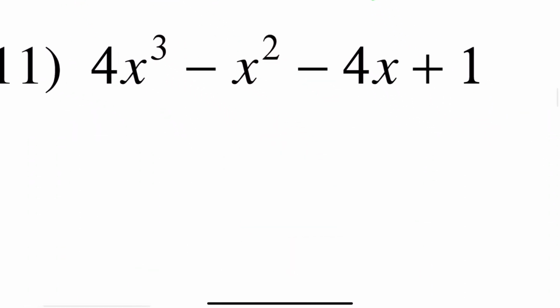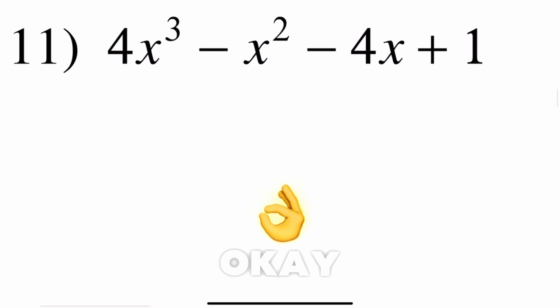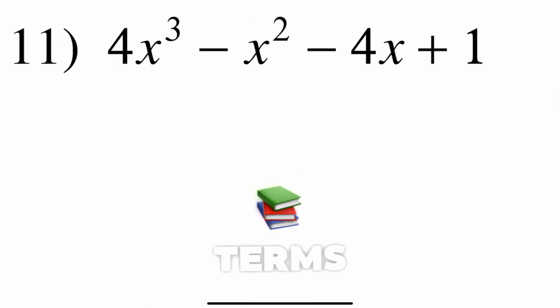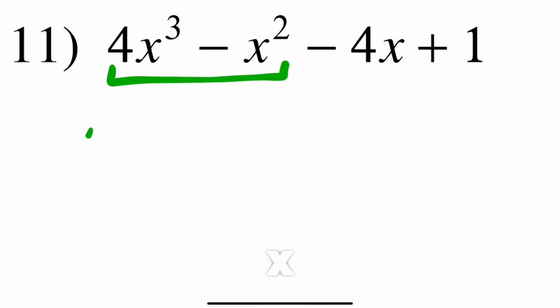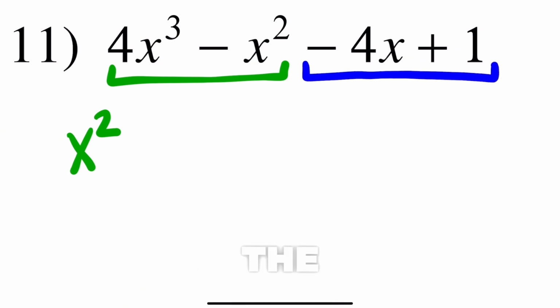Number 11. Okay, number 11 has 4 terms. I'm looking at those terms and I'm seeing that it is possible for me to have a GCF. So in the first 2 terms, it looks like there's a GCF of x squared. And in this group, the GCF is just -1. That's all they have in common.